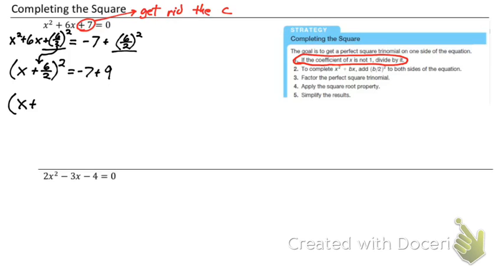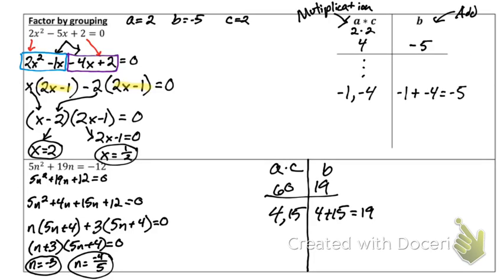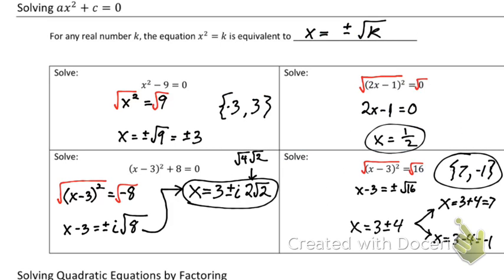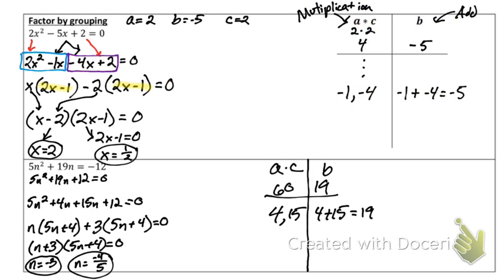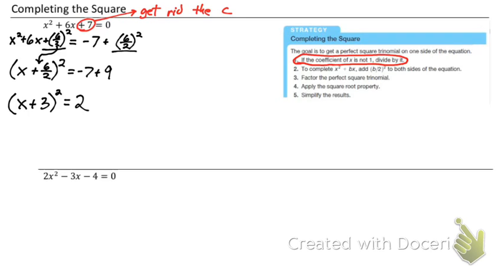Simplifying this, we'd have (x + 3)² equals 2. Well, the whole point of completing the square is that we are not doing that. We are going back to what we started with today. And that is what happens when I have something squared on one side and a number on the other side. All we have to do is take the square root of both sides to clear that square. And then we're going to have x + 3 equals plus or minus the square root of 2.